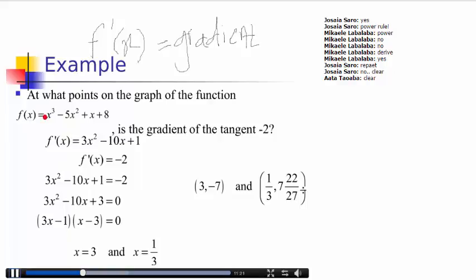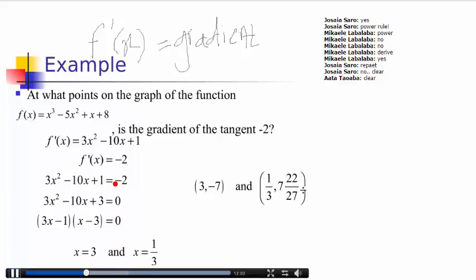You first have to bring this f(x) here. You are going to differentiate it. Differentiating this function will give you, this is x cubed, so you bring the 3 in front, which gives 3x and then minus 1, so 3x squared minus 10x plus 1. Since you know that f dash of x is equal to the gradient, you can say f dash of x is equal to negative 2. Now, you have f dash of x as 3x squared minus 10x plus 1, so you put this here, which is equal to negative 2.